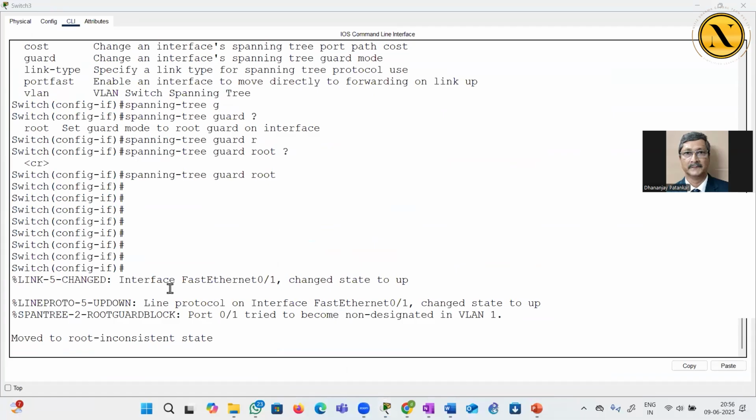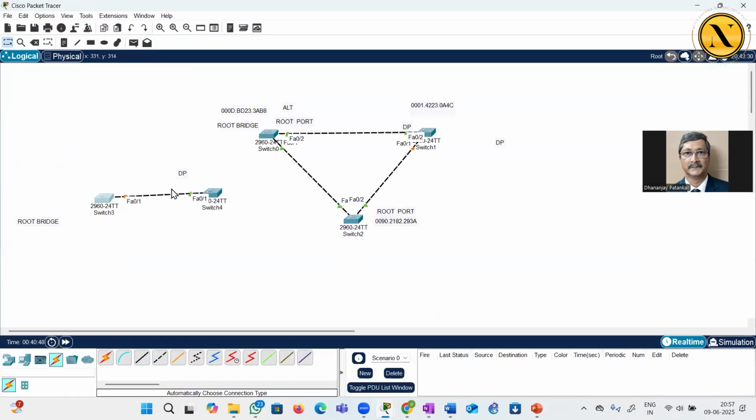So what's happening? See, the first port has gone up, right? And the moment it received a BPDU, root guard blocked it. So it has moved the port to root inconsistent state. Got it? That means indirectly it has blocked the port. Understood? The moment this guy sent a superior BPDU, this guy has blocked the port. Understood the concept?